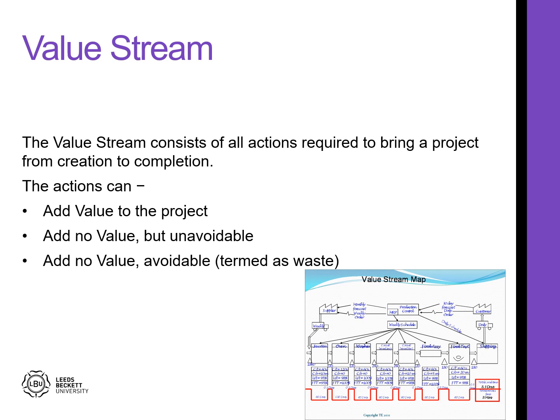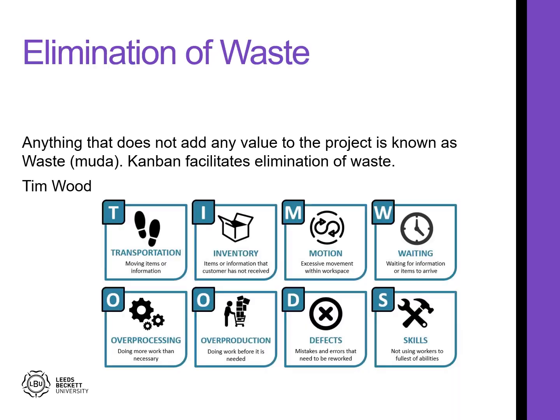Alongside that is obviously something called value stream mapping. The value stream consists of all actions required to bring a project from creation to completion. So you have this sort of diagram, this little example, bottom right hand corner, value stream. What happens with the product as it comes through the door, all its transport and everything. Find out where waste is, moving from one department to another, or waiting and stuff like that. Elimination of waste. This is what we're trying to do, and it brings us back to Tim Woods again.